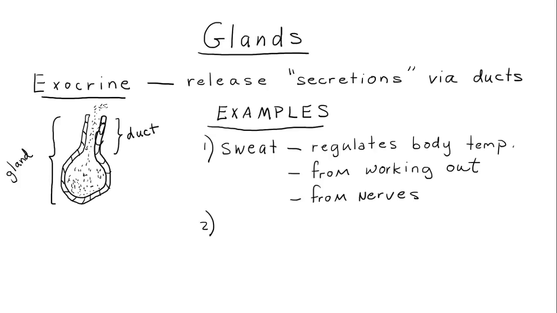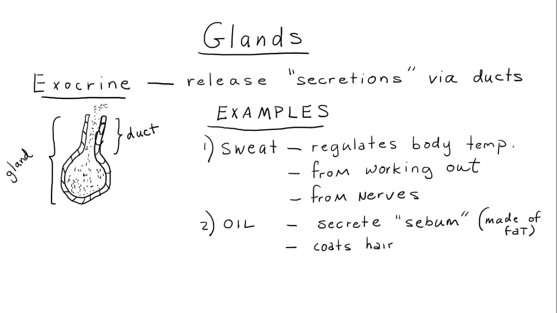And another kind of exocrine gland we're all familiar with are these oil glands that are heading out to the surface of the skin that secrete sebum, which is made of fat. Okay, and this can be good for the skin and hair because it coats the skin and hair and protects it from drying out. And so protects against water loss.